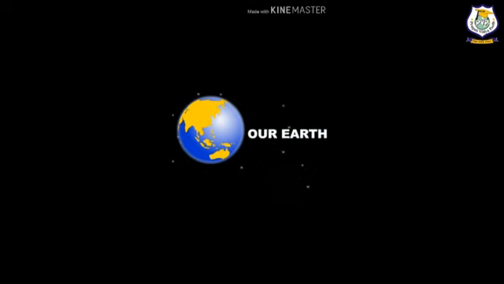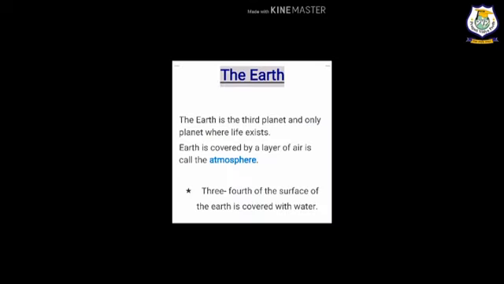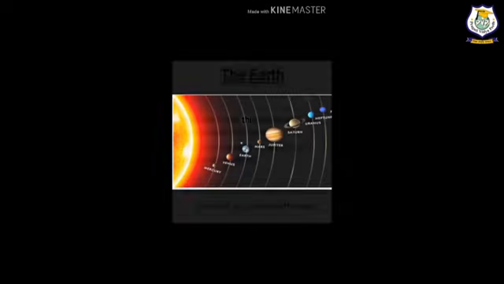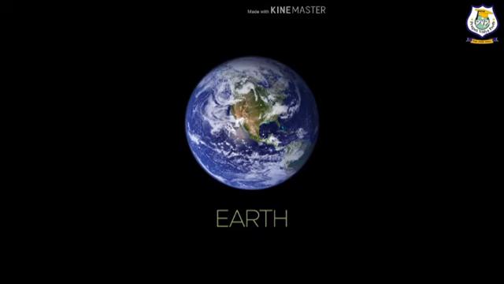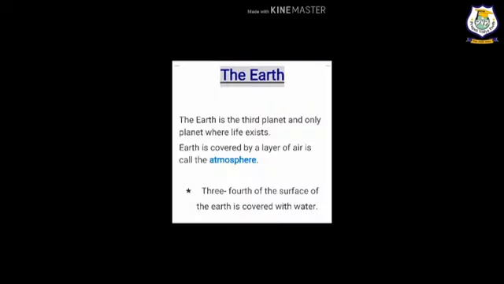Next is the earth. Earth is the third planet nearest to the sun. Look at this picture. Yes, first one is Mercury, second is Venus, and third is our earth. And you know, our planet is the only planet of the solar system which has life on it.